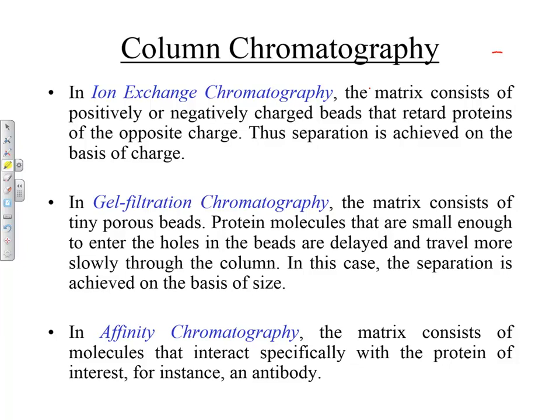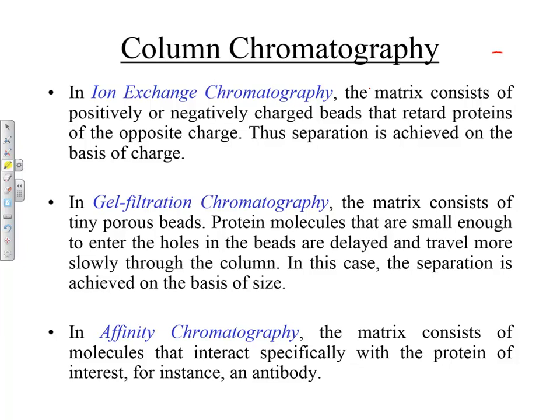Yet another procedure that you can use for separating proteins is by using the antibody kind of property. If the matrix has got antibodies for a particular molecule, when you push the sample through that column, the antibodies will pick up those molecules because they bind very tightly to them. Everything else will go through. So that is referred to as affinity chromatography. In affinity chromatography, the matrix will consist of molecules which interact specifically with the protein of interest, for example, an antibody.